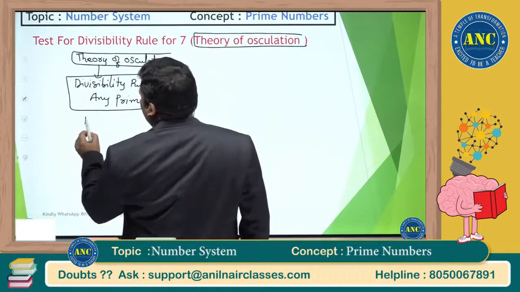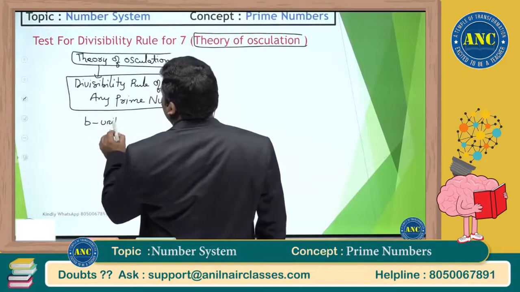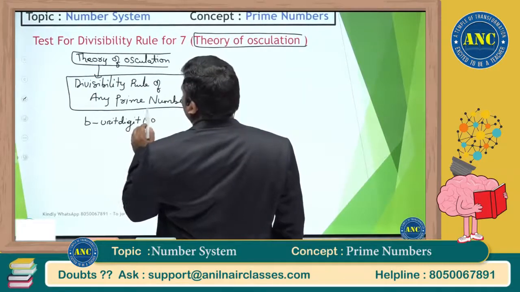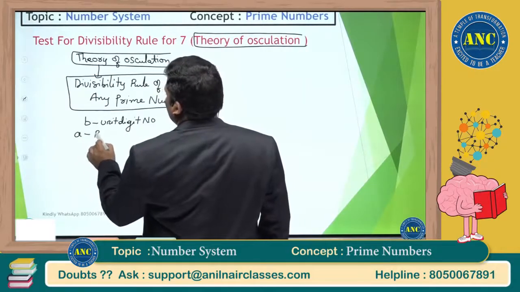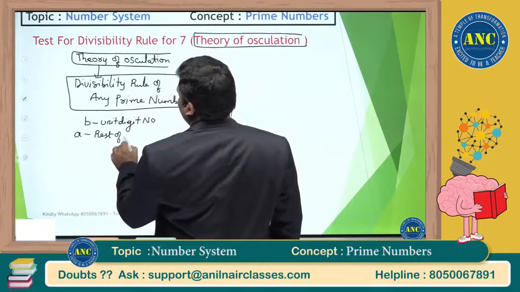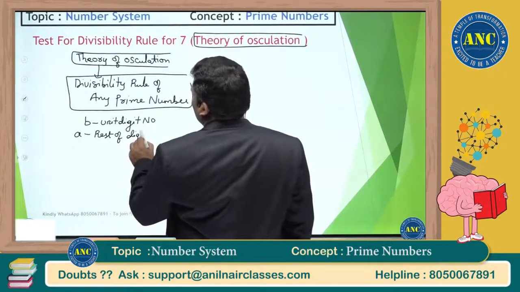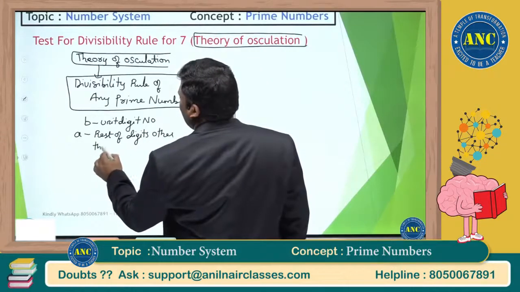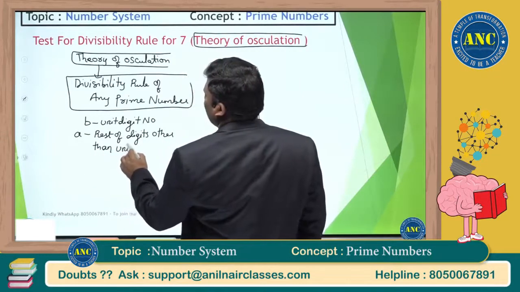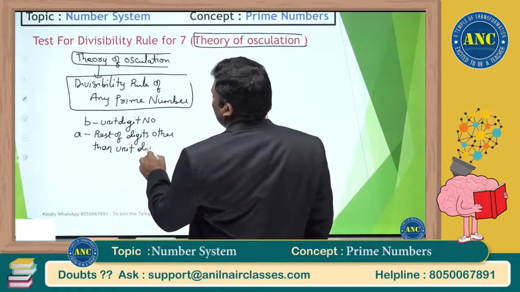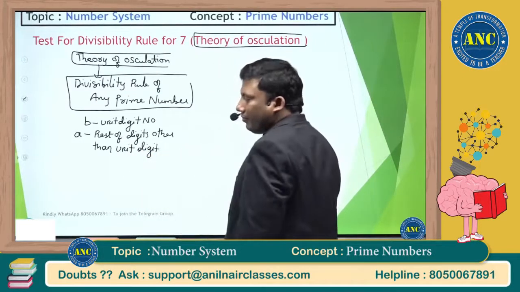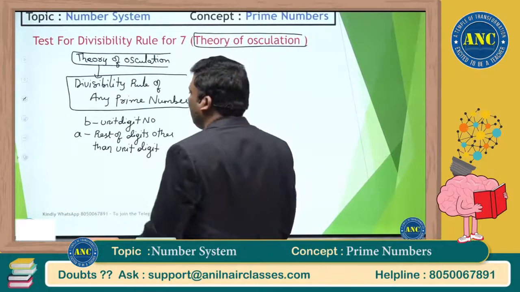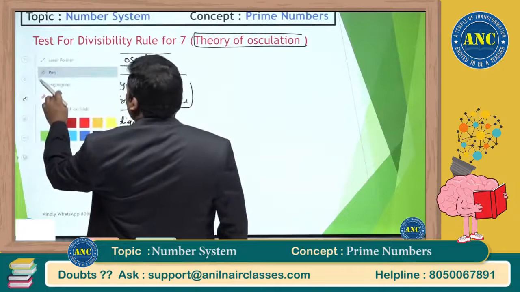So, if B is the unit digit of a number, A is the rest of the digits other than the unit digit. Listen carefully, sir. A is the rest of the digits other than the unit digit. Or for simple problems, we will do like this.